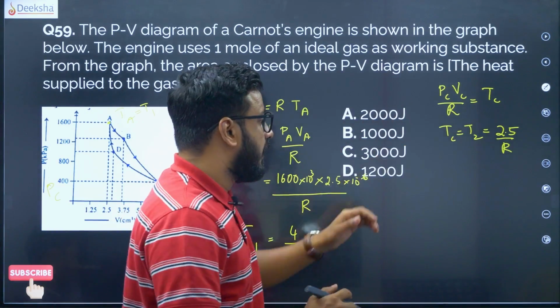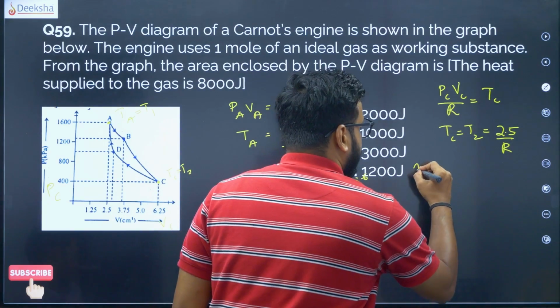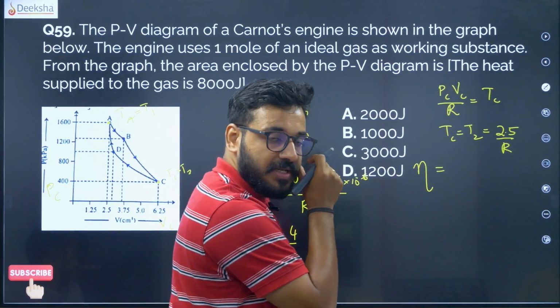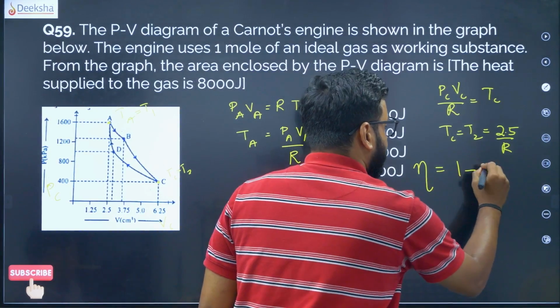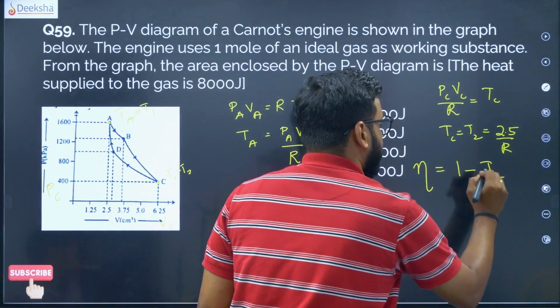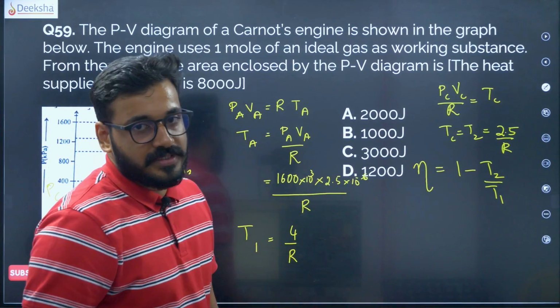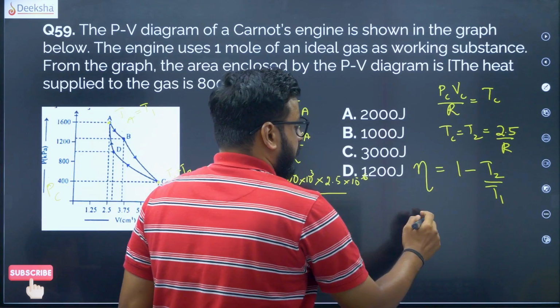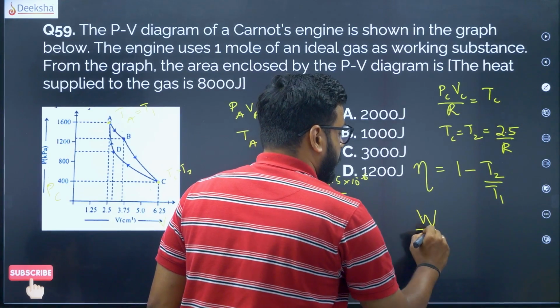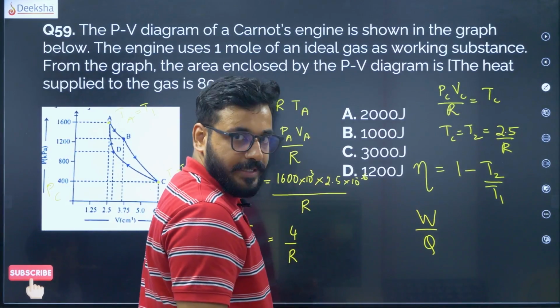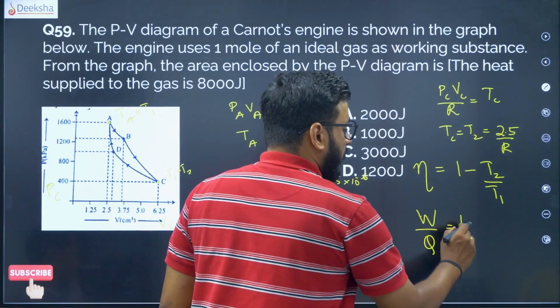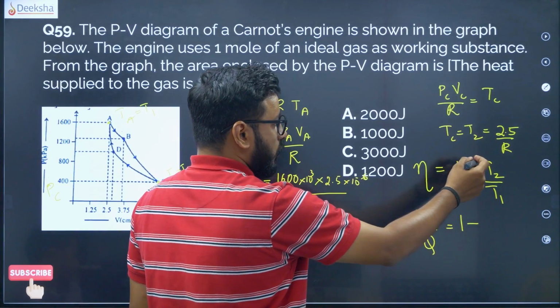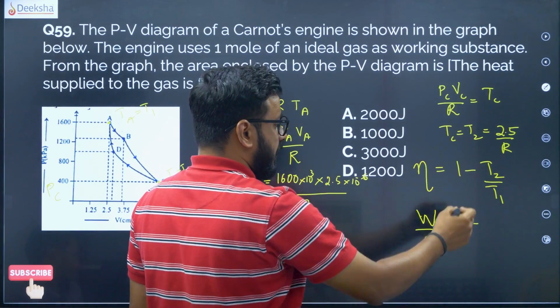Ultimately, the efficiency formula is given as 1 minus T2 divided by T1. And efficiency is work done by heat supplied, which is 1 minus, now T2 is equal to 2.5 by R, that is 4.